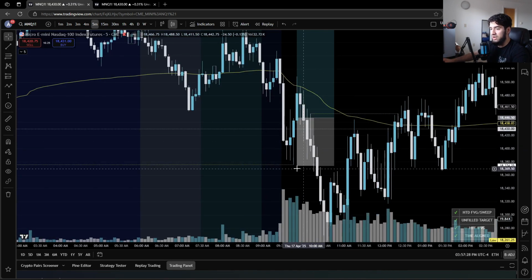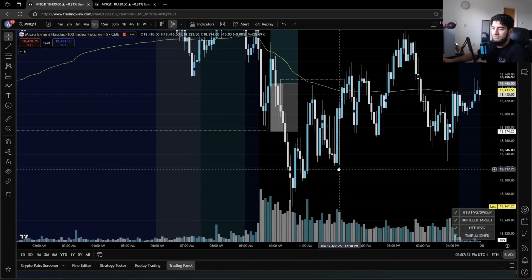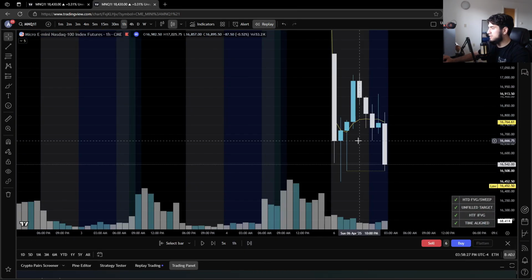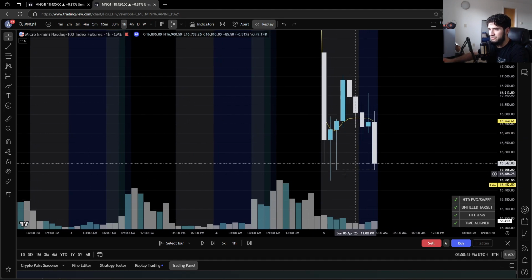Because we have an equal low right below your stop loss, price is most likely going to take it out, and as you can see, it takes it out fully with displacement. Now this is on a higher time frame. We're on an hourly time frame, right? We see that right here we put up an equal low. So what happens on a lower time frame?